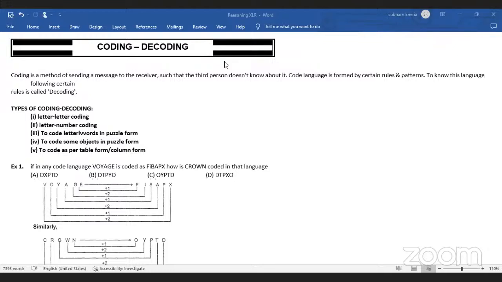So let's start. The first topic that we are going to read now is coding, decoding. Basically what happens here is normally a set of letters or a set of words are given to you and they have been coded in a specific format. So now the question arises: how to decode them? They can be coded in various formats.